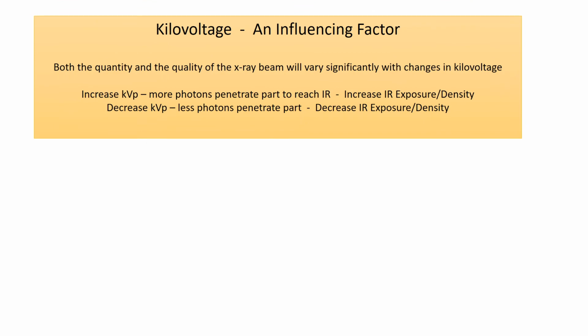We're moving to kilovoltage as an influencing factor. Our main controlling factor of IR exposure or density was mAs. Kilovoltage is said to be an influencing factor. So both the quantity and the quality of the beam will vary significantly with changes in kilovoltage. Why is this? If we increase the kilovoltage, more photons will penetrate the part to reach the IR, because we know that as we increase kVp, we increase penetration. If more photons are reaching the detector or the IR, we're going to increase the amount of IR exposure or density. If we decrease the kilovoltage, fewer photons will penetrate through the part, and this would decrease the IR exposure or density.